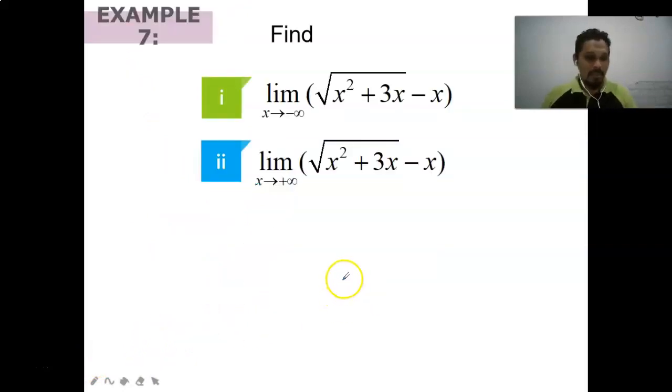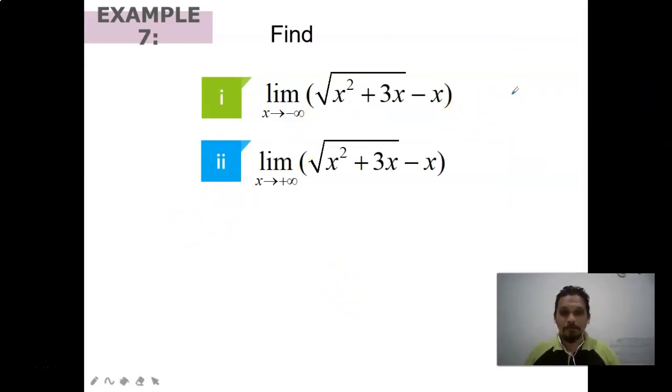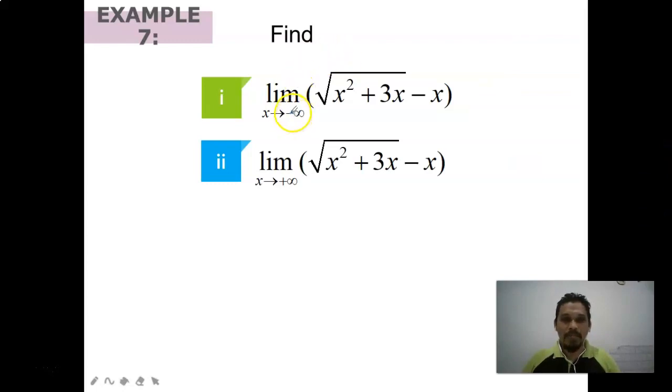Okay, so let's take a look at this one now. The first one, x approaching negative infinity. Just imagine x equal to negative 10. Negative 10 squared equals 100, and 3 times negative 10 equals negative 30. So 100 minus 30 equals 70, still a positive value inside here. And then minus negative 10.